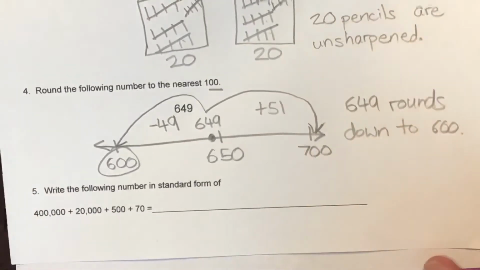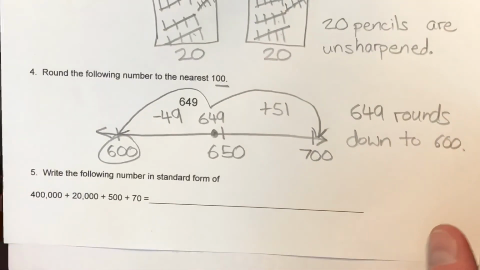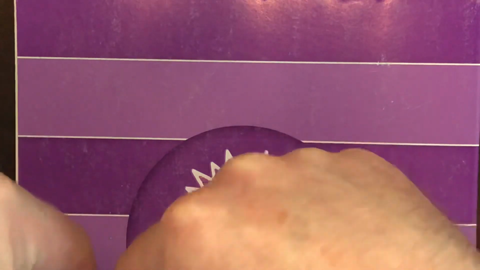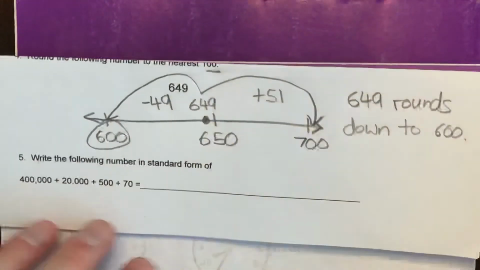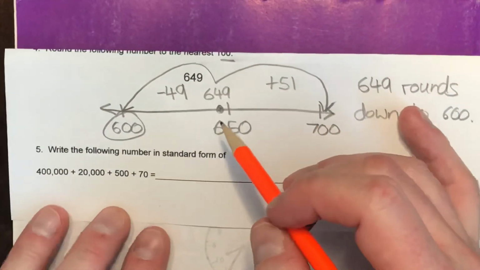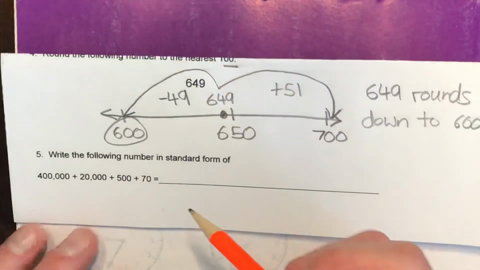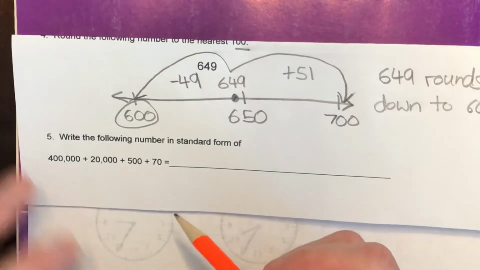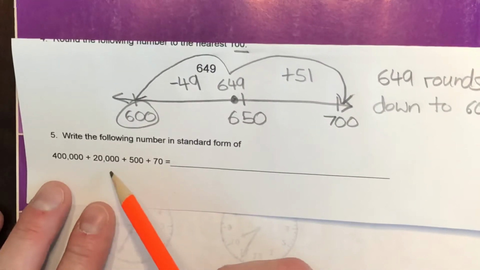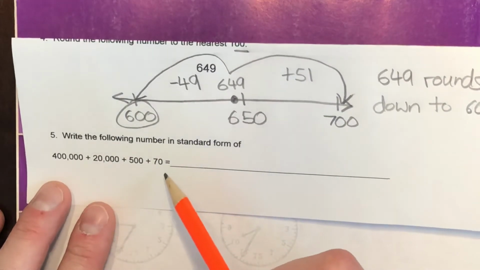Okay, last problem for today. Let's see what it says. Write the following number in standard form. It's written here in expanded form, so it's helpful to look at expanded form because, of course, it tells you the value of each of the digits. But here, we have it in expanded form, so we got to somehow put this all back together again. Right now, it says 400,000 plus 20,000 plus 500 plus 70.